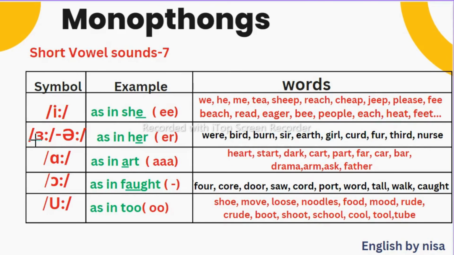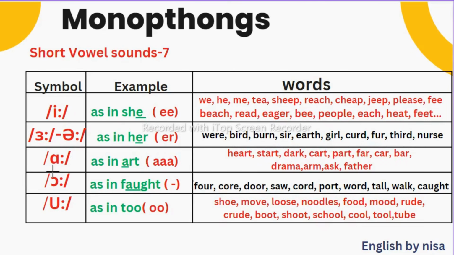Now let's see another symbol. As you can see, it looks like a 3 with 2 dots, or an inverted E with dots. You can get it like this or like this, both are the same. How do we pronounce this letter? It's pronounced like in her, were, bird, burn, sir, earth, girl. You can read these words on your own.